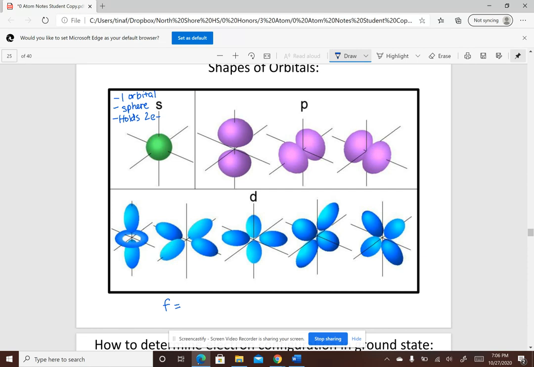The p orbitals have 3 orbitals. And you can see this in the picture, guys. If you look at those shapes, these are called dumbbell shapes. Okay, and if we know that 2 electrons can fit in each orbital, and I know that the p orbital has 3 orbitals, then this whole orbital can hold 6 electrons.